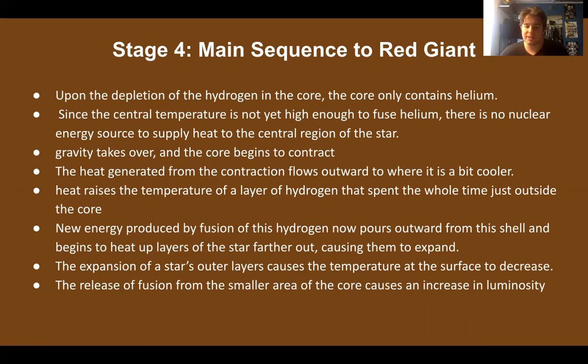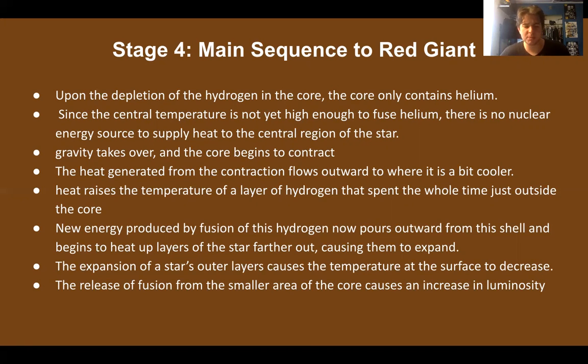The period of stability now ends, gravity takes over, and the core begins to contract. Heat generated from the contraction flows outward to where it is a bit cooler. In the process, the heat raises the temperature of a layer of hydrogen that has spent the whole time just outside the core where it was not hot enough to fuse. The compression of the core due to gravity has now provided the area where this hydrogen has been lingering with fusion-enabling temperatures.